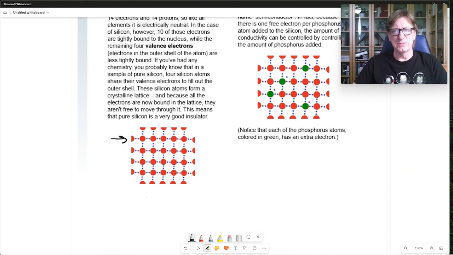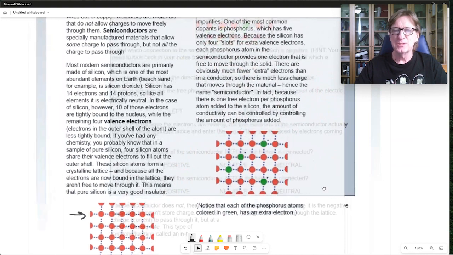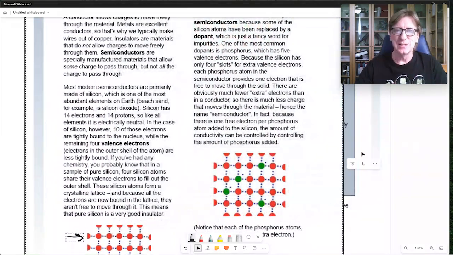That may seem strange, since we actually use silicon to build semiconductors and all our computer hardware. What happens is that we add just a small amount of impurity to it. It's called a dopant, which of course has other connotations in sports and things like that. But a dopant is really just an impurity that's added to something. One of the most common ones, as we see here, is phosphorus.